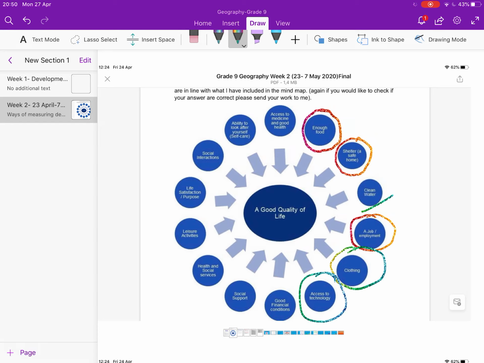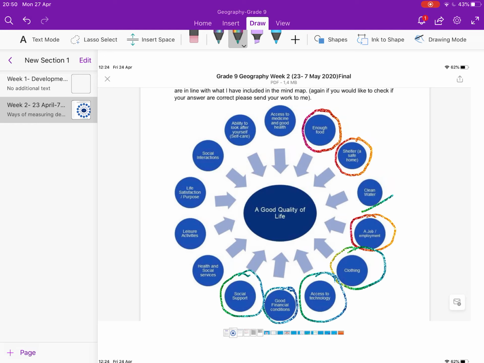Access to technology. You want the latest iPhone or you want the latest smartphone. You want a smartwatch or whatever it is. You want access to technology. That also includes things such as data. Also, the next one is good financial conditions. So your parents need to be in good financial conditions in order to support you successfully.